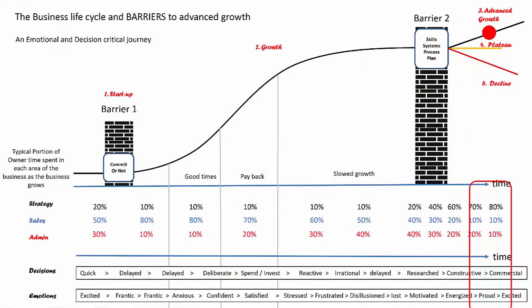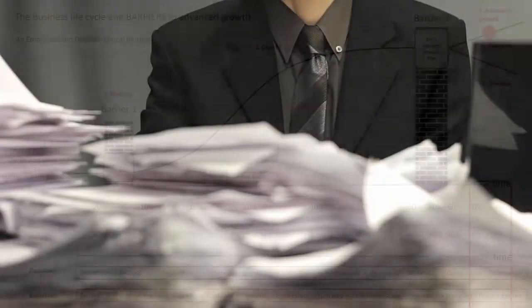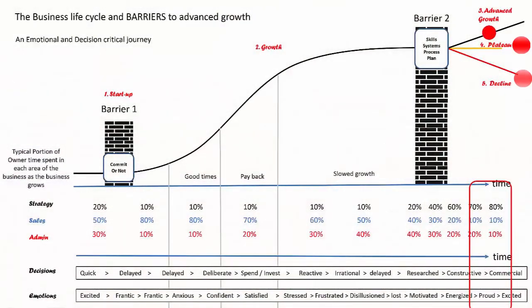Waiting until the business is at the second barrier is a time-consuming and costly exercise. There are many organizations that remain at the second barrier for decades, with the owners buried in red time as the business falls further and further behind its competitors and then stagnates, declines, and finally closes.